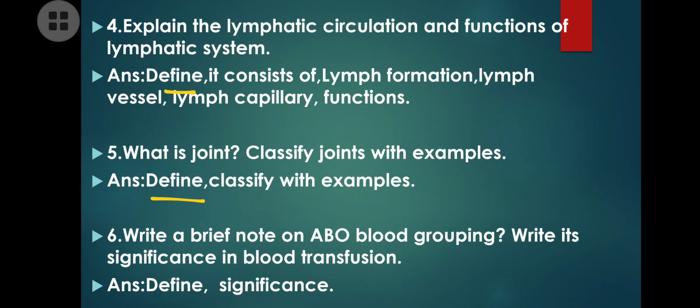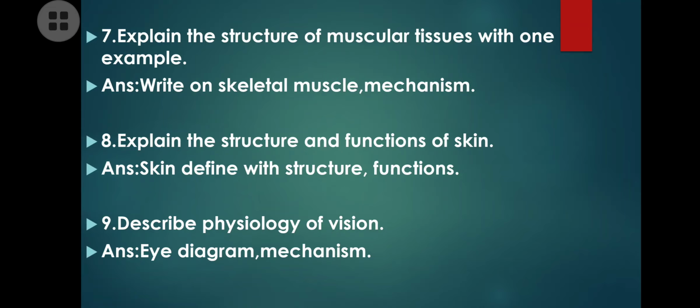Write a brief note on ABO blood grouping and write its significance in blood transfusion. Blood group A, B, O and AB: you have to write all these with a chart. The chart is also very important, you have to follow the chart here. And you have to write the significance in blood transfusion, what the importance is. That too you have to write.